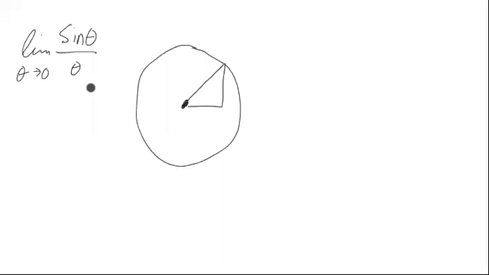Investigating it, let's suppose this is theta, and if we're on the unit circle, theta is actually this length too, kind of handy, because in radians theta is just arc length on a unit circle. This just happens to be 1.